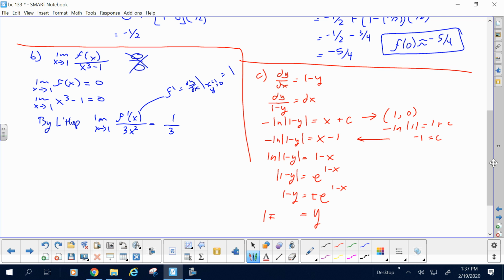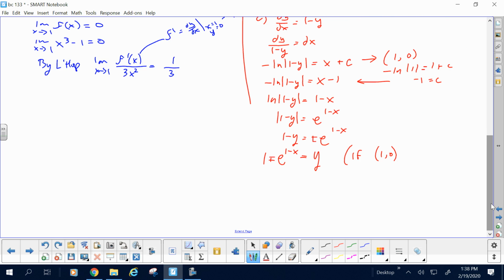What did I do wrong? Oh, okay. So I get to a stage where y is 1 plus or minus e to the 1 minus x. What do you think? Based on the initial condition, if it is when x is 1, y is 0, which of those would hold true? Negative. It would have to be negative. So I'm going to go with y is 1 minus e to the 1 minus x. You follow?